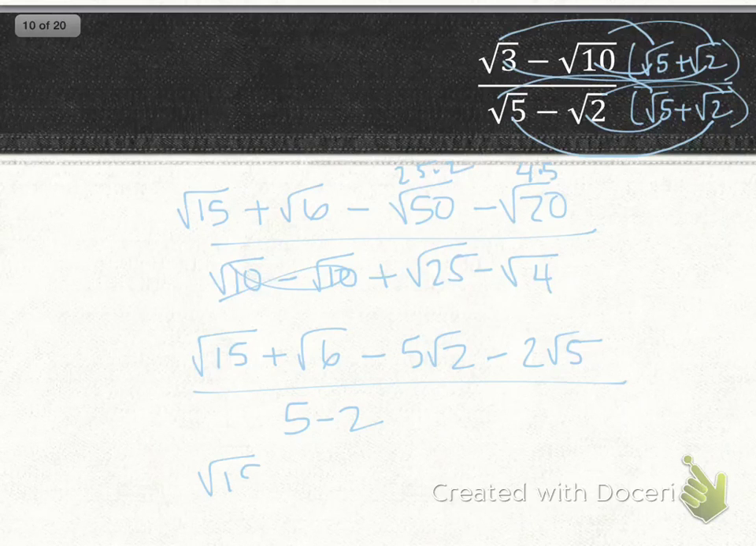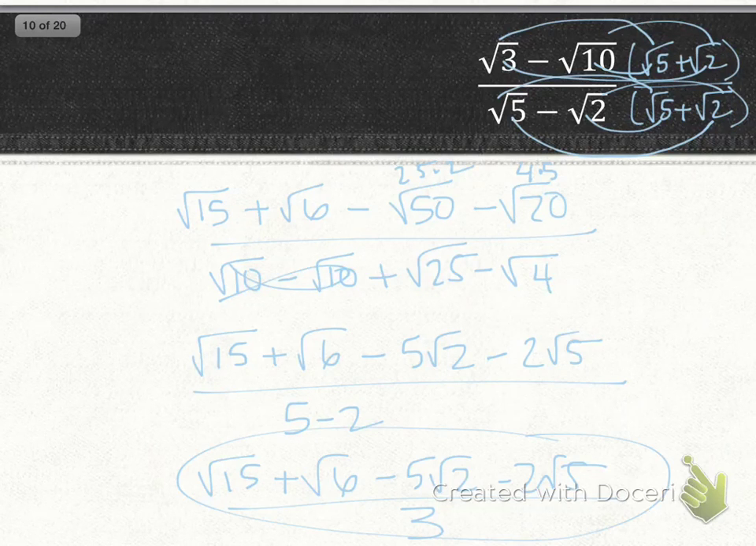So now I got square root 15 plus square root 6 minus 5 square root 2 minus 2 square root 5 all over 5 minus 2 is 3. And none of that simplifies any further, so it's just really, really ugly. Okay, you could type it in your calculator and see if that top simplifies anymore, but it doesn't.